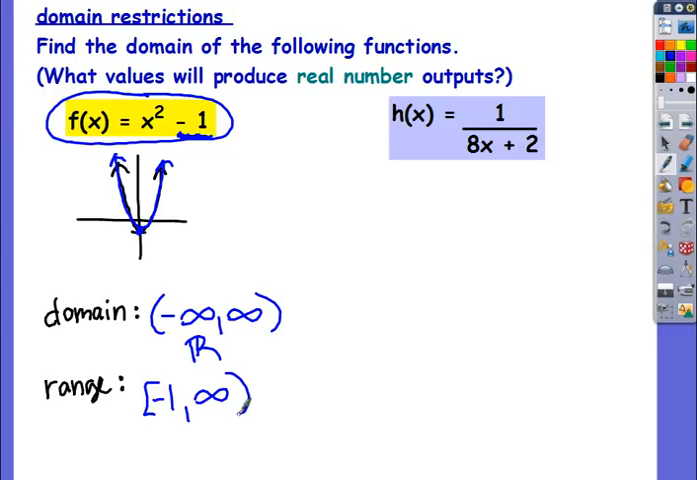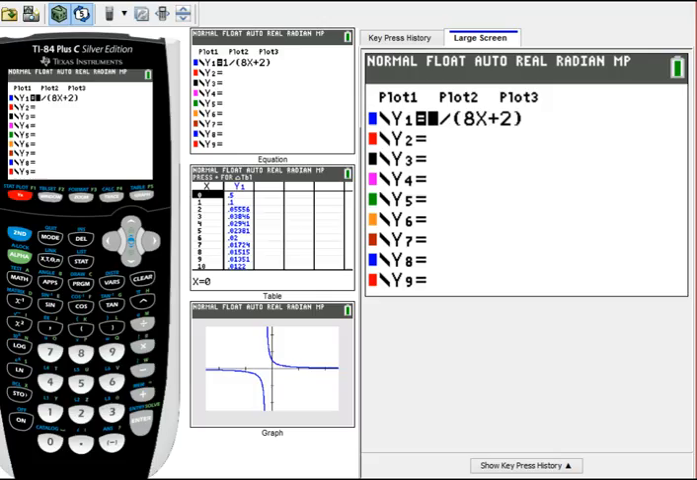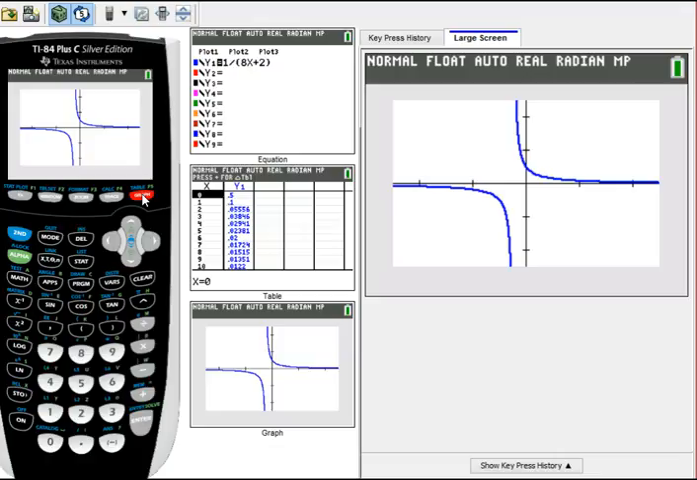Second one, if I look at this function, what do you remember about this graph? Y equals 1 over x is a hyperbola. This should kind of look similar. This is going to produce a hyperbola because you have the 1 over x. The parent function, y equals 1 over x, looks like this. Let's take a look at the graph of 1 over the quantity 8x plus 2. I inputted this into the graphing calculator, and there's your hyperbola.